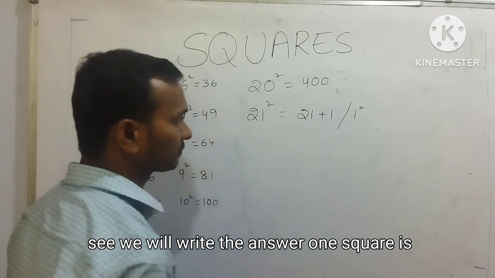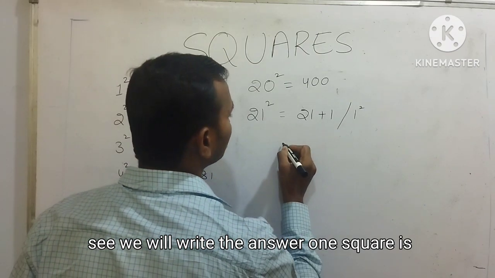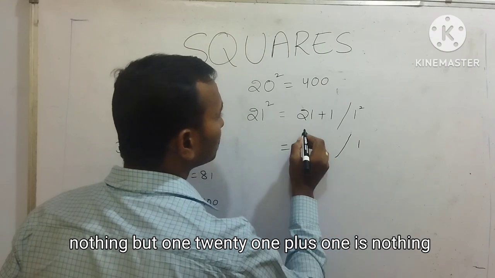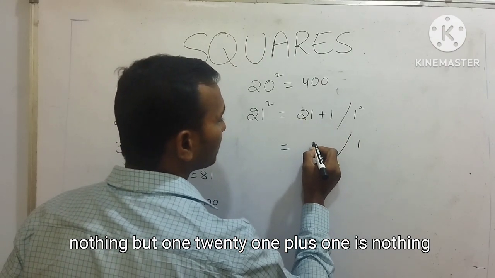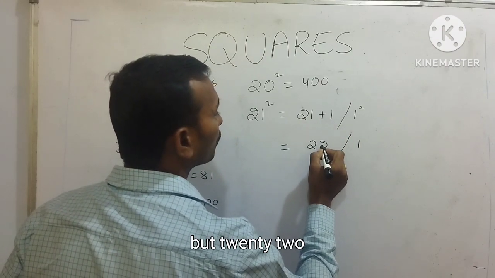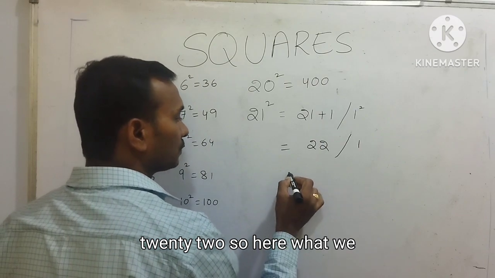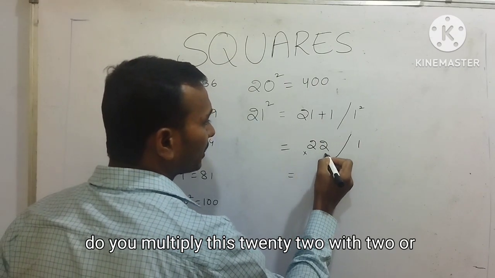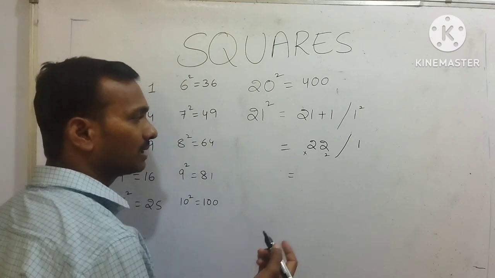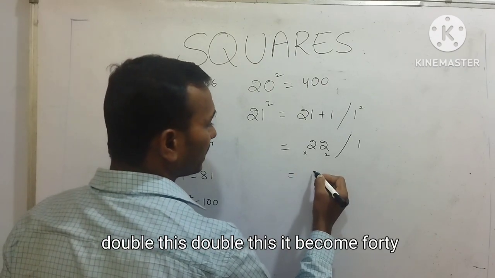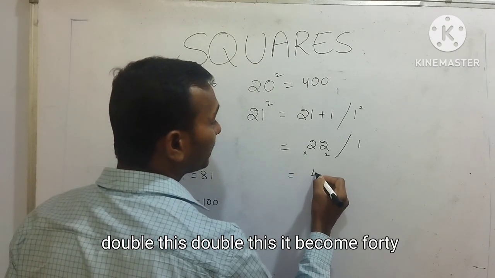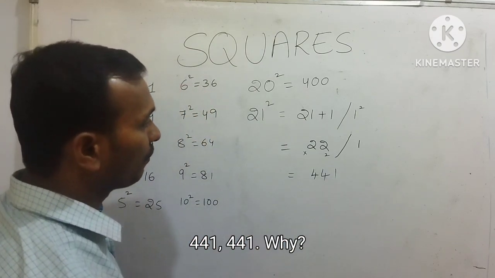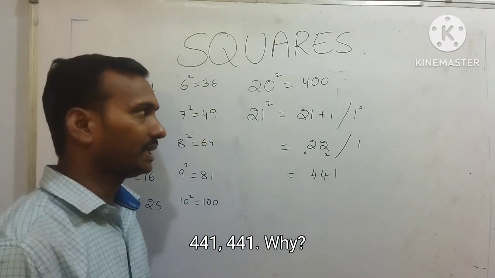Now you see, we will write the answer. 1 square is nothing but 1. 21 plus 1 is nothing but 22. Here, we multiply this 22 by 2, or double this. It becomes 44, and 1. 441.